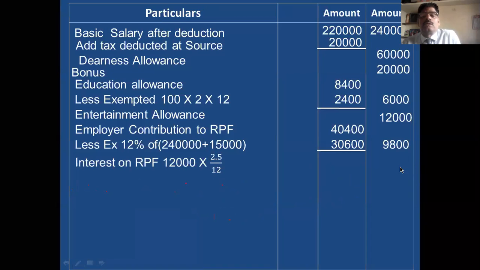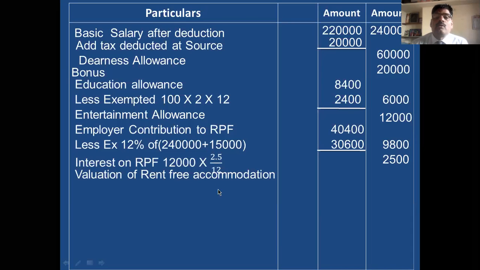Okay, this answer is 2,500. Next is house rent-free accommodation, valuation of rent-free accommodation. So the house is owned by the employer in the 12 lakh population area. So 10% is applicable. 10% into 2,40,000 salary.